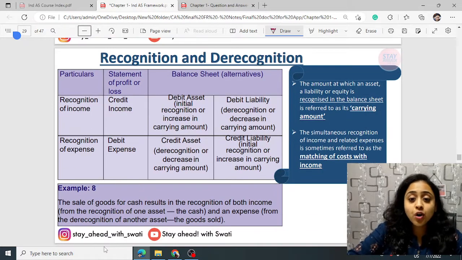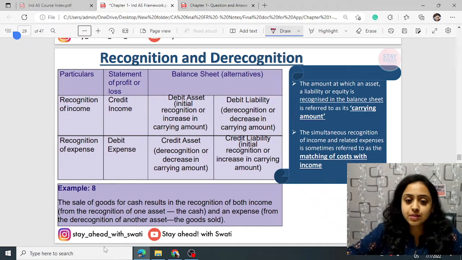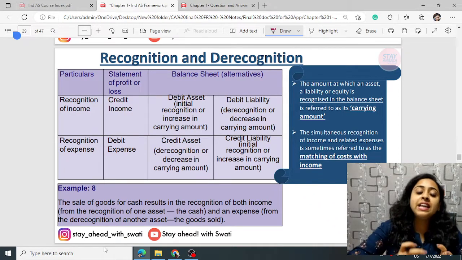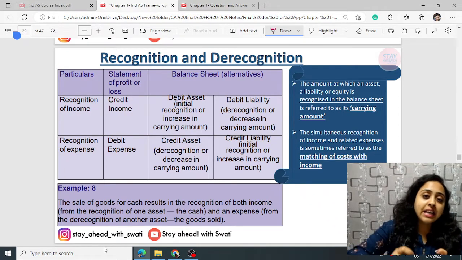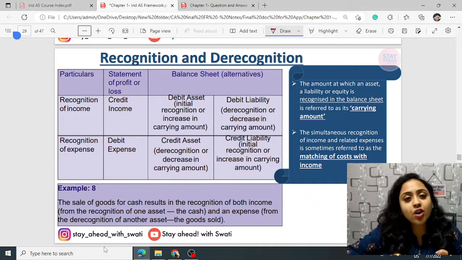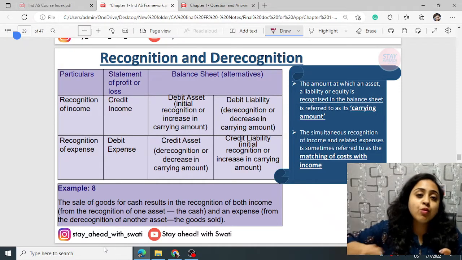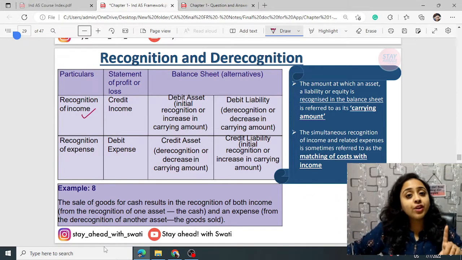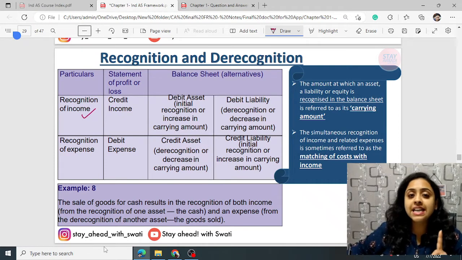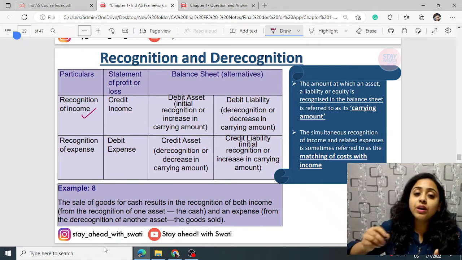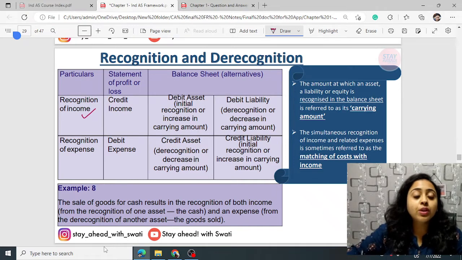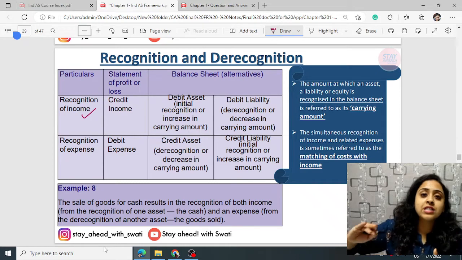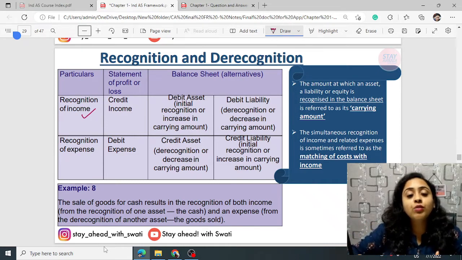Now comes recognition and derecognition, two important concepts. What are those? Recognition means recording any particular asset or liability in the books of accounts, and derecognition means reversing them, removing them from the books of accounts. For example, if we talk about income, whenever you recognize an income, you credit such income in your P&L. But whenever you have to derecognize or remove it, you will be debiting such amount. This is a simple concept.